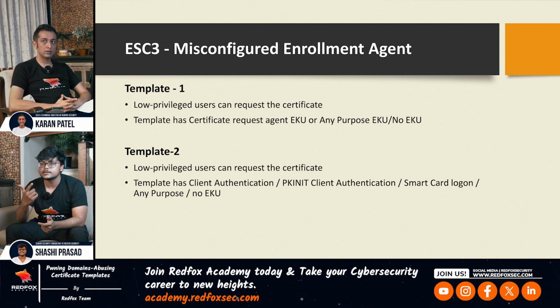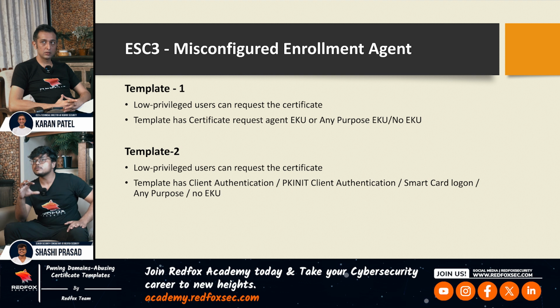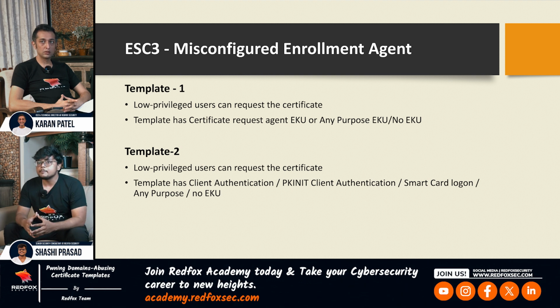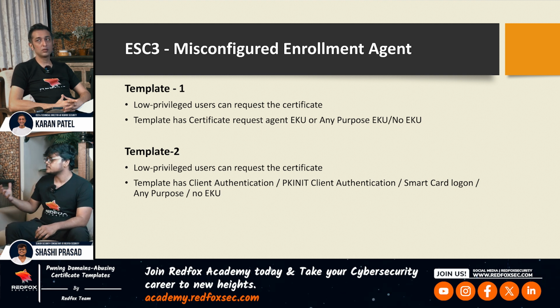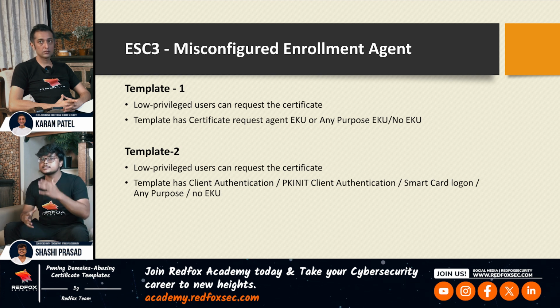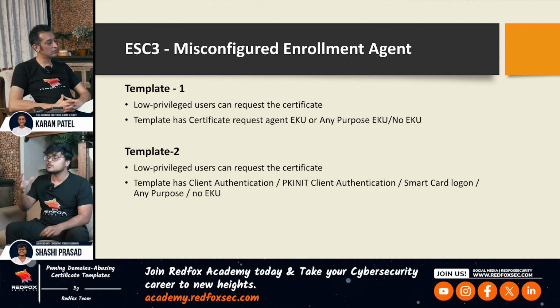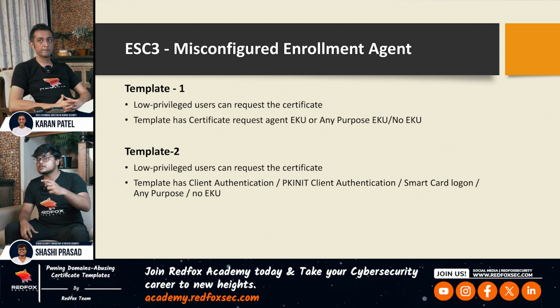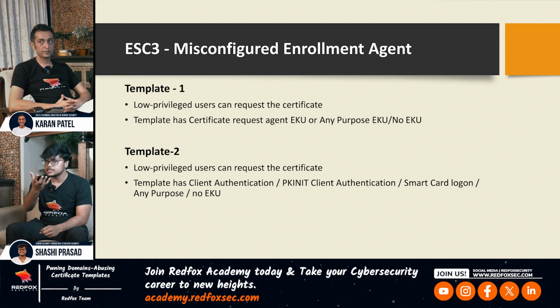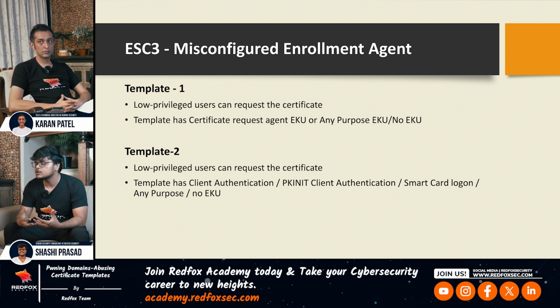Okay. So these are the requirements for the two certificates. For the enrollment agent template, first, a low privilege user can request the certificate, and second, the template has the certificate request agent EKU or any purpose EKU. We know that any purpose means everything, so it also has certificate request agent. But the main thing here is the certificate request agent EKU set on the certificate template to be vulnerable to ESC3. The second template should have, first, that a low privilege user can request the certificate, and the certificate we request will allow client authentication.